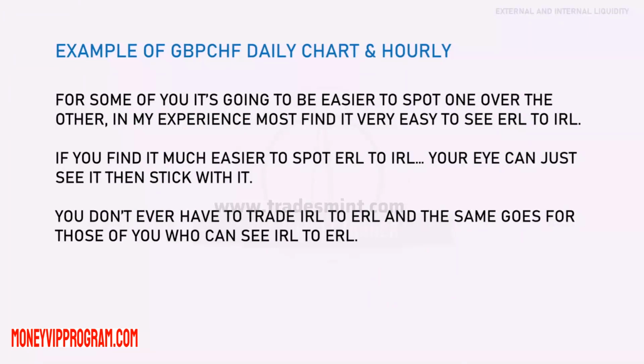So we wait for an old high or an old low to get raided, and then we want to trade into an imbalance as a clear draw on liquidity. If you find it easier to spot external range to internal range, you can just stick with it like that. You can also go from internal range to external range, which could be an OTE entry into a range on a fair value gap, and then aiming for an old low or an old high. You don't ever have to trade internal range to external range, and the same goes for those of you who can see internal range to external range. What's important is what is most comfortable for you to see.